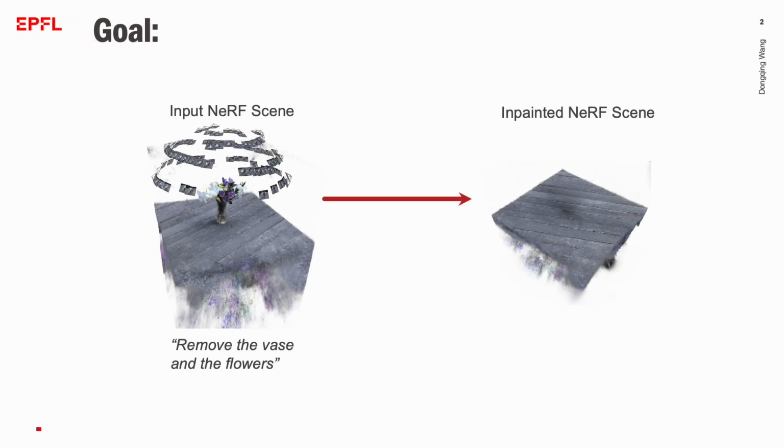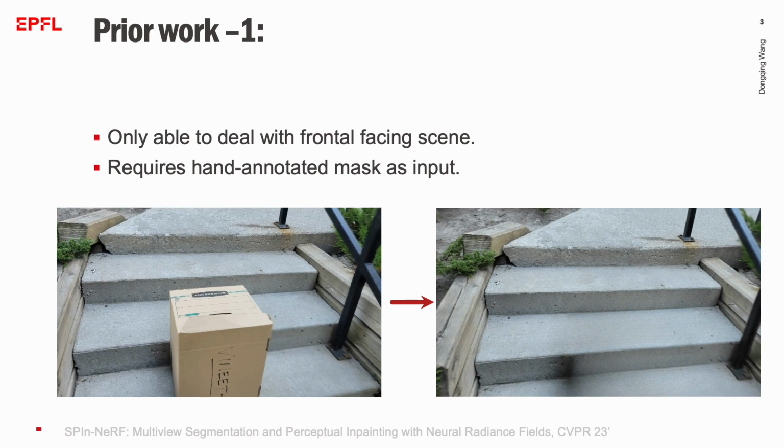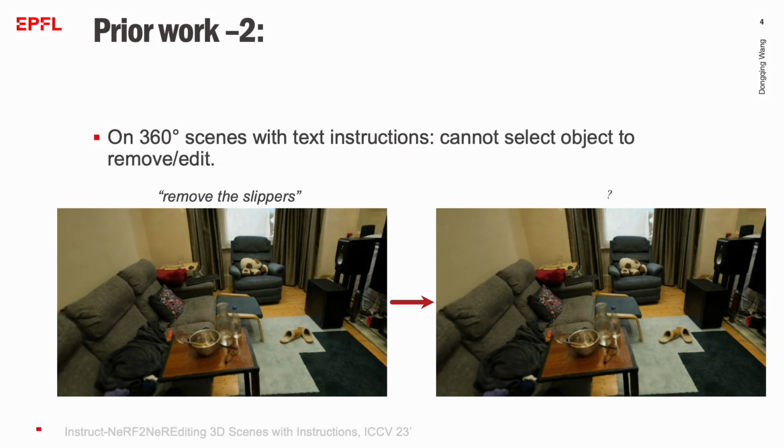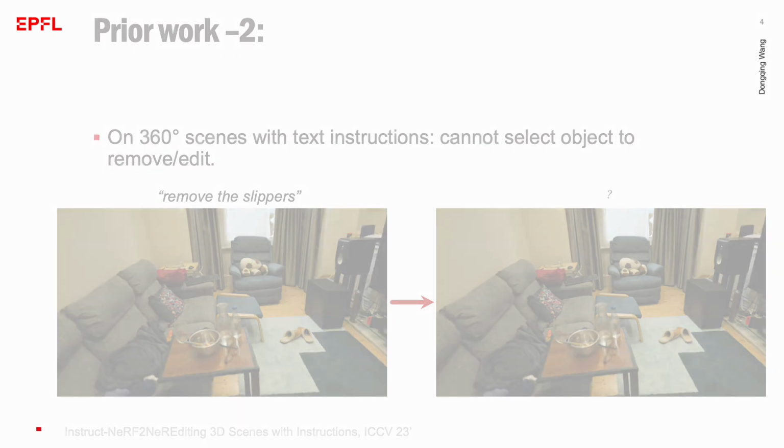The goal of this project is that given an input neural radiance field and a text instruction to remove a specific part in the scene, we want to be able to remove the instructed object and leave a visually plausible region. Some of our prior work only works with frontal-facing scene and requires a hand-annotated mask as input. Other prior work on editing 360-degree neural radiance field have difficulty in selecting specific object based on text instructions due to the implicit nature and lack of semantics embedding in the underlying representation.